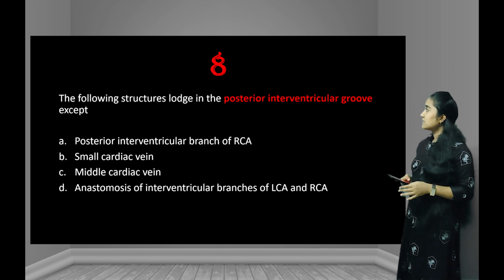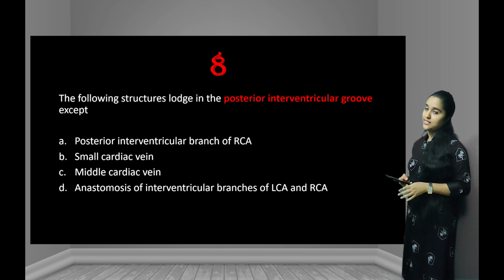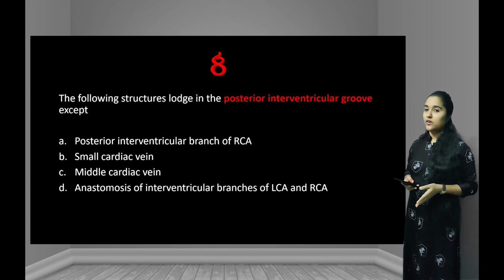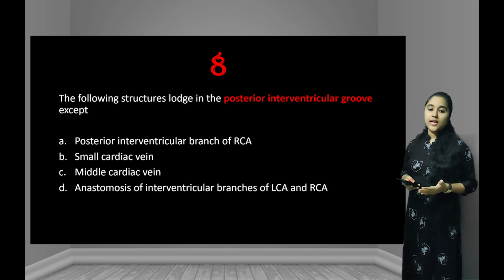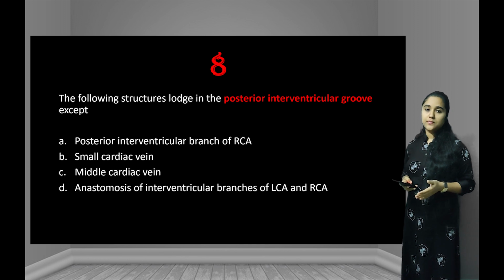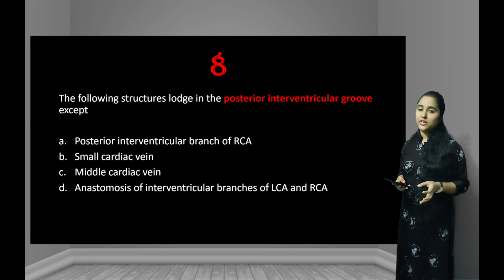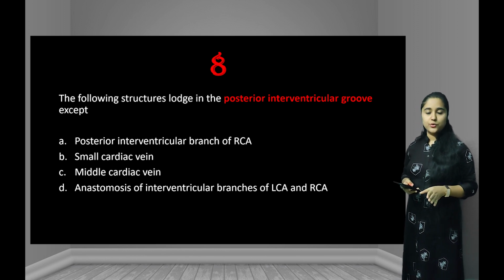The next question is, the following structures lodge in the posterior interventricular groove except. The options are posterior interventricular branch of the right coronary artery, the small cardiac vein, middle cardiac vein, and anastomosis of the interventricular branches of both coronary arteries. So since it is a posterior interventricular groove, we know that the posterior interventricular branch of the right coronary artery is a structure that is lodged in this groove.